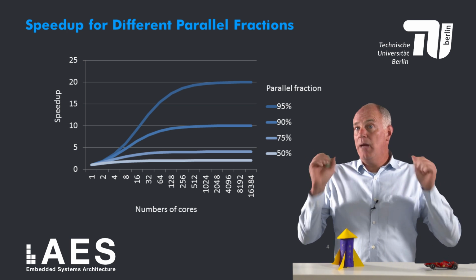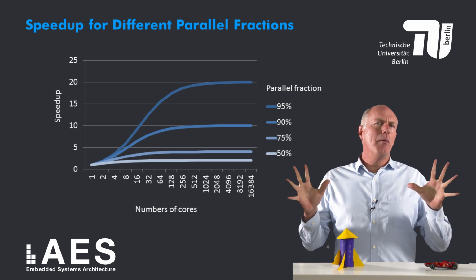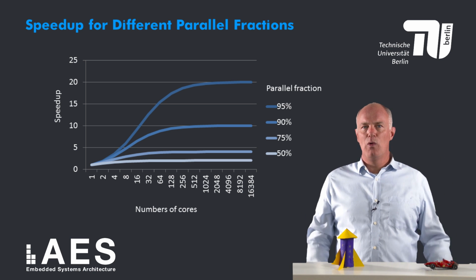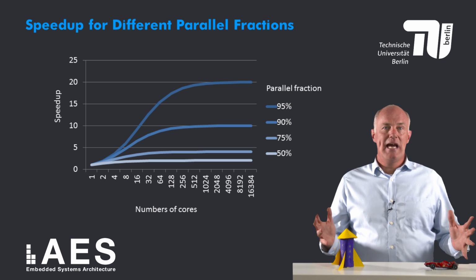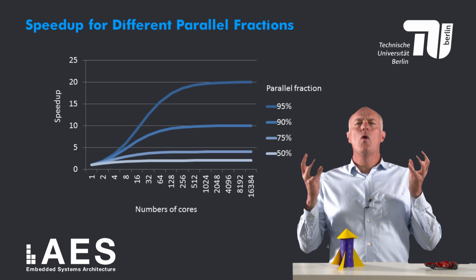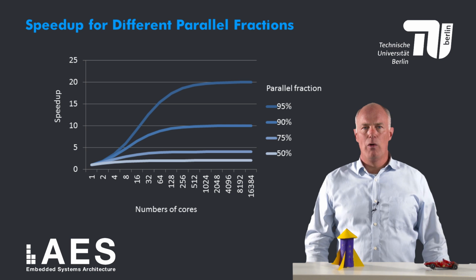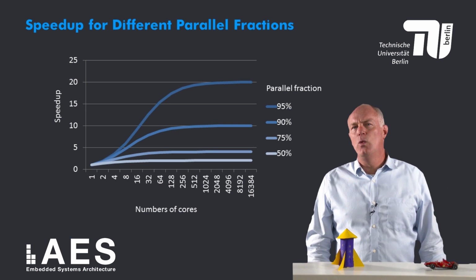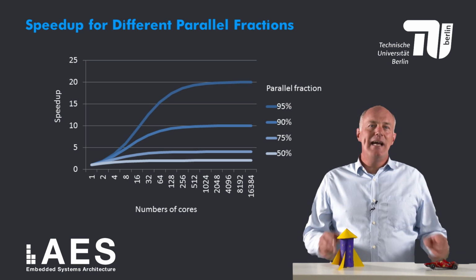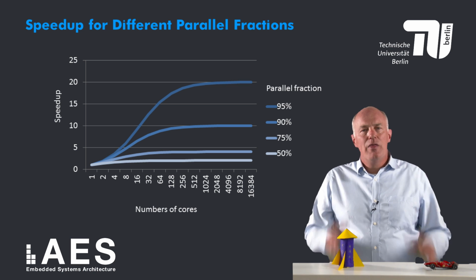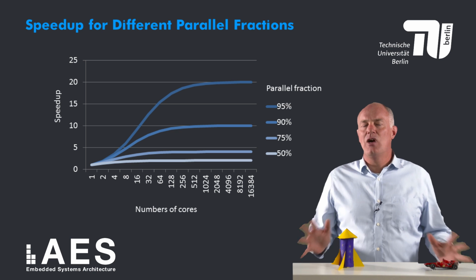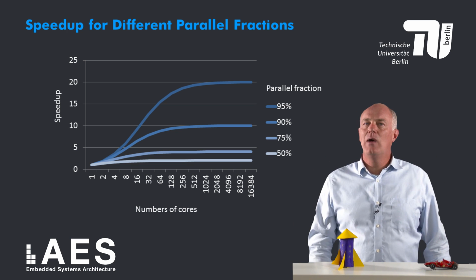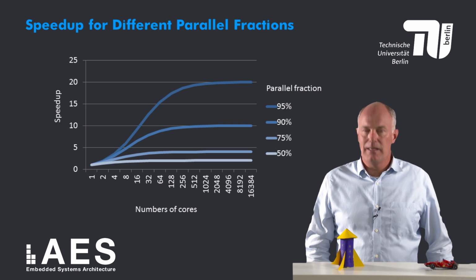Amdahl's law assumes implicitly, however, that the problem size and problem complexity stay the same when we use more cores. In most cases, however, we use more cores to solve bigger and more complex problems. There is also a related law known as Gustafson's law, which states that the total execution time stays constant when we increase the number of cores. This, however, is the topic of another lesson.